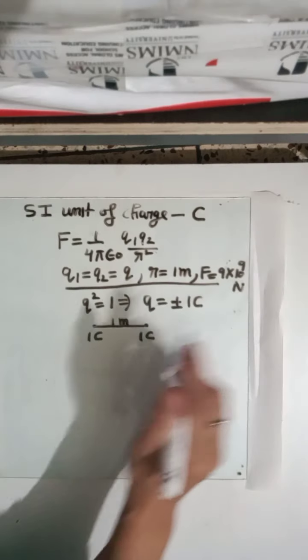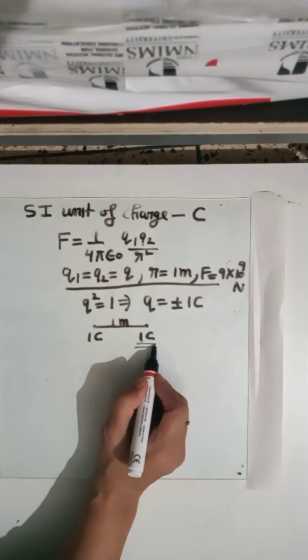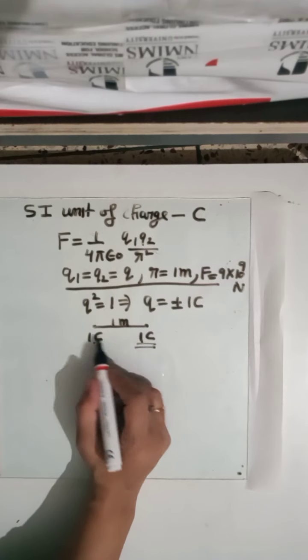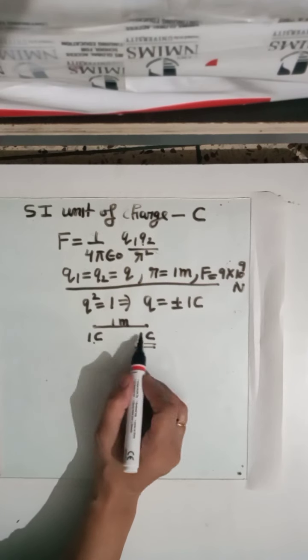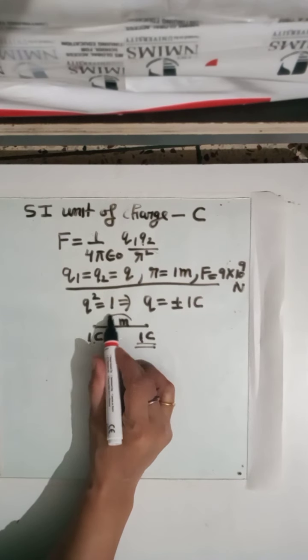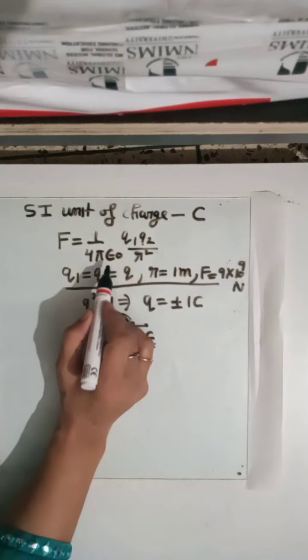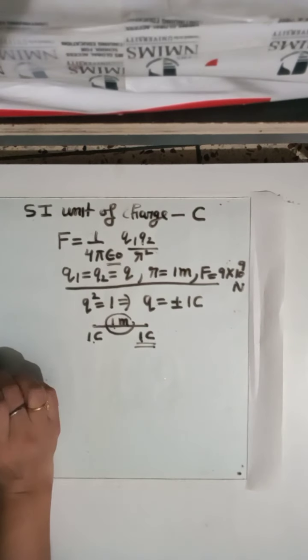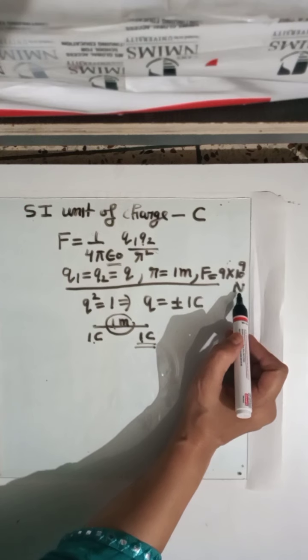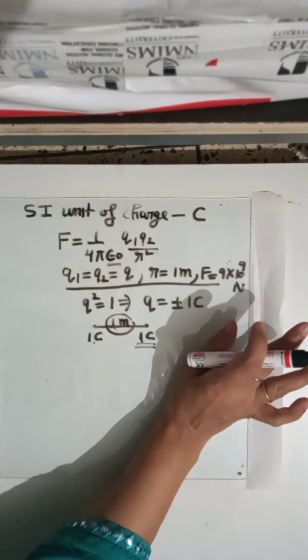That means 1 Coulomb is that charge which repels an equal and similar charge placed at a distance of 1 meter apart in vacuum with a force of 9 into 10 raised to the power 9 Newton.